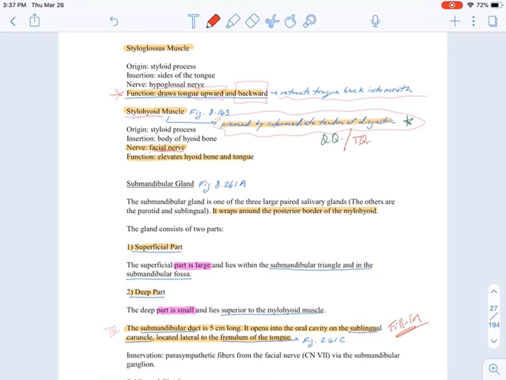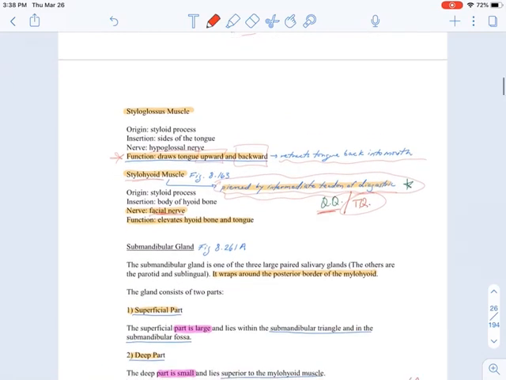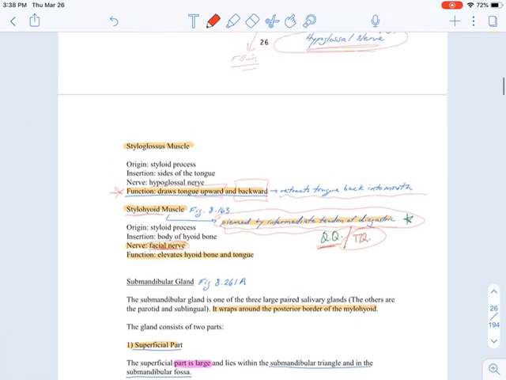Stylohyoid muscle. This one is pierced by the intermediate tendon of the digastric muscle. Usually this will be a quiz question for you guys, but again, I'm not sure if he's doing those, so it could potentially be more of a test question. Your stylohyoid is a bit of the odd man out here because it is innervated solely by the facial nerve.